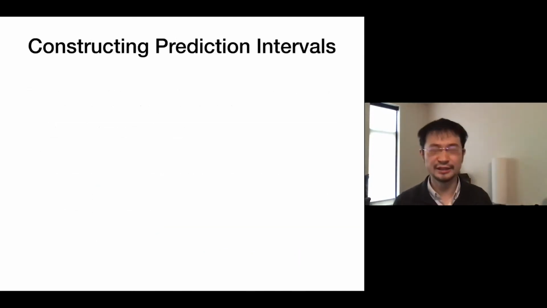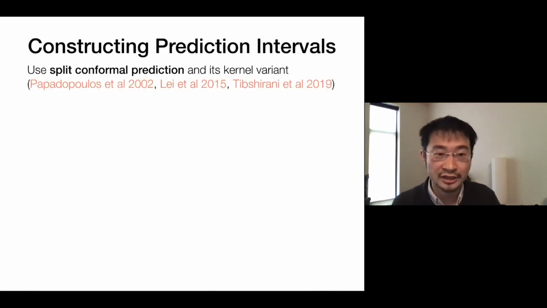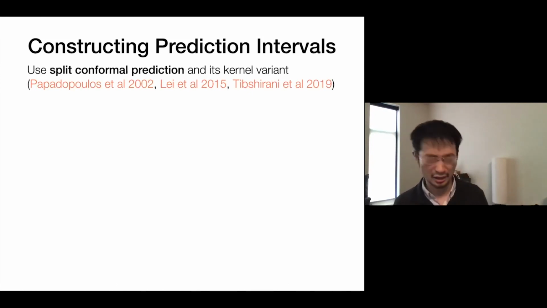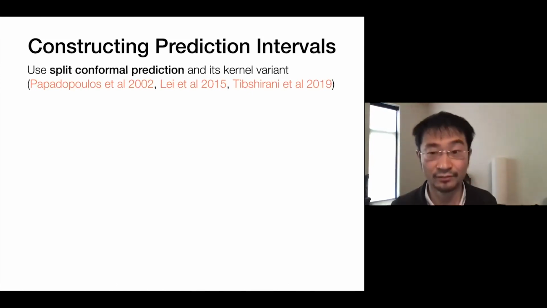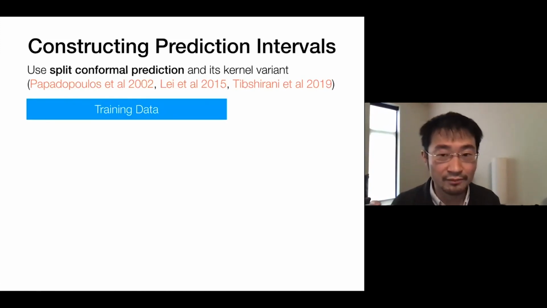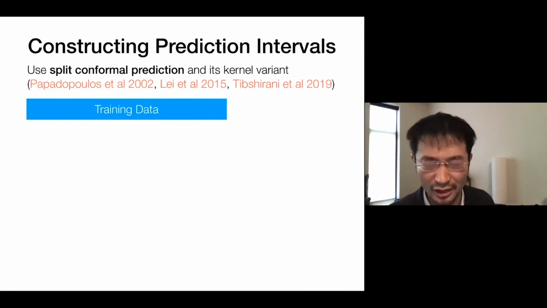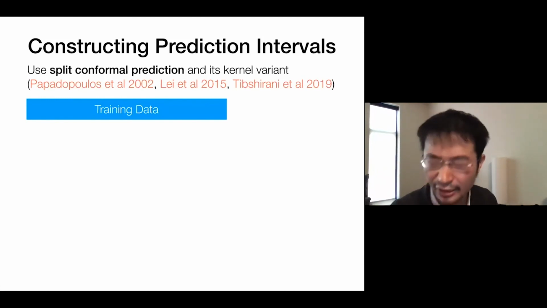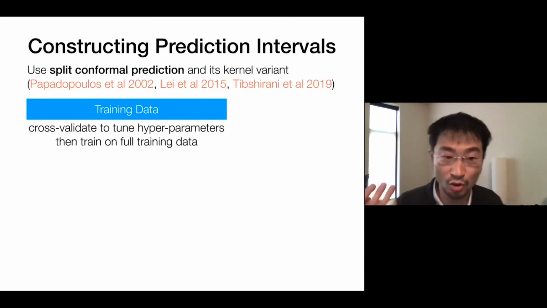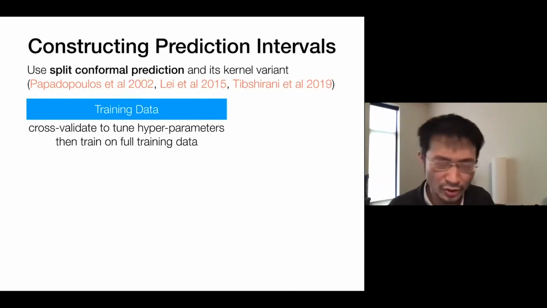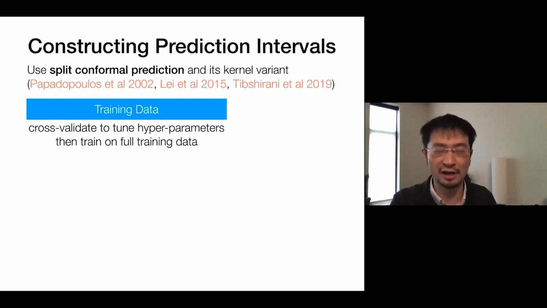And how we do this is as follows. This is going to be a straightforward application of something called split conformal prediction. Okay, and also there's a kernel variant of split conformal prediction by Ryan Cipriani and some others. To explain how this works, as with the standard machine learning setup, we have training data, where we can cross-validate on the training data to tune hyperparameters, and then we pick the best hyperparameter to train on the full training data set.